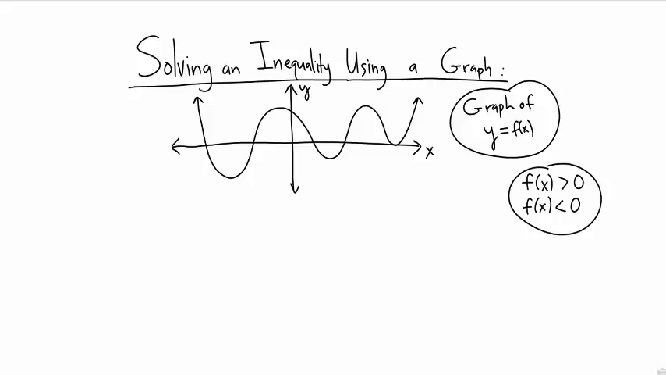So we see that the points on the graph above the x-axis, the points where the y-coordinate is greater than 0, correspond to the solutions to the inequality f of x greater than 0. Right? So for these points, the y-coordinate, which is f of x, is positive.